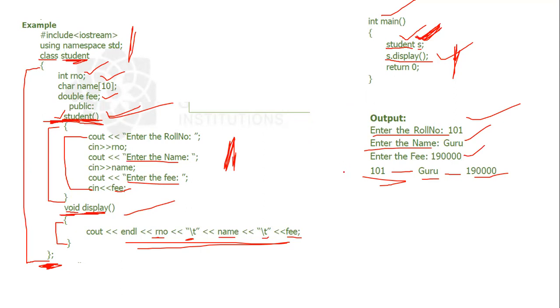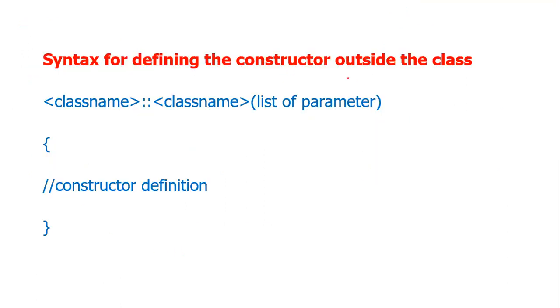So far, we have discussed how we define the constructor inside the class. You just see this is constructor definition. The constructor is defined inside the class itself, correct? Because the class scope is up to here. Inside we have defined the constructor over here, right? Okay, let us see how we define the constructor outside the class. So here we have to give the class name.